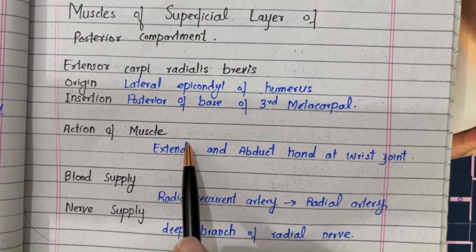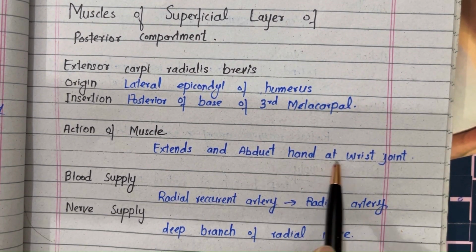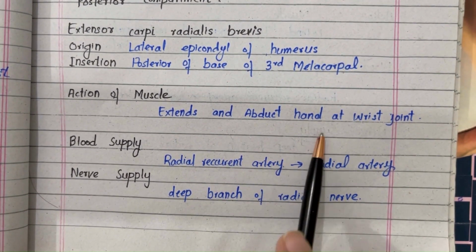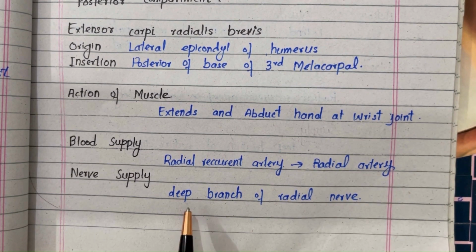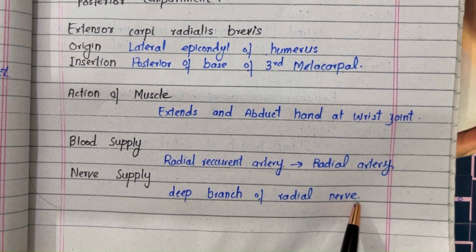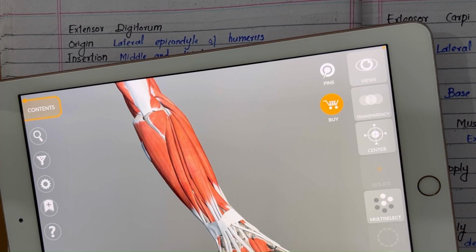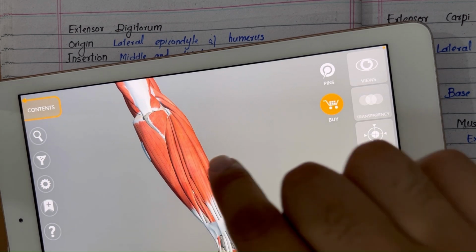This muscle plays an important role in the extension and the abduction of the hand at the wrist joint. It is supplied by the radial recurrent artery, which is the branch of the radial artery, and innervated by the deep branch of the radial nerve, which is the branch of the radial nerve. Students, moving toward the second muscle of the posterior compartment of the forearm, which is the extensor digitorum.